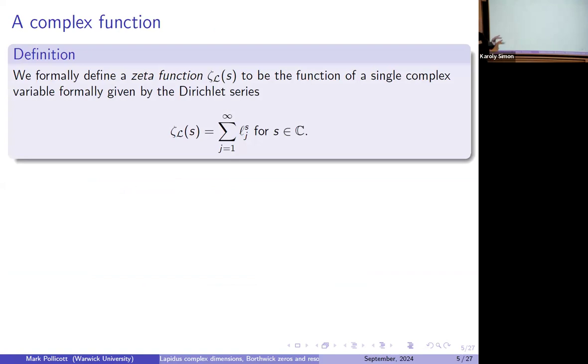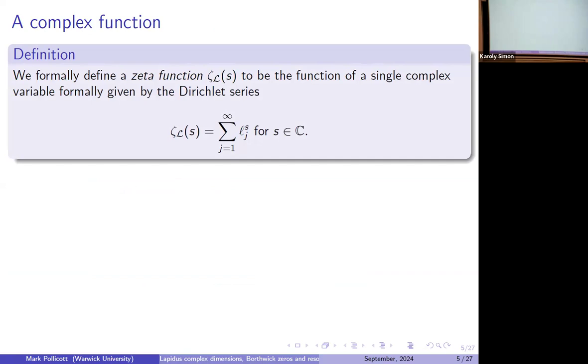So formally, we define it as follows. We introduce a complex number, which is S. It might be Z in some places. If you're an analyst, it's sometimes Z. If you're a number theorist, they use S for some reason. It's a classier thing to do, I think. And so you can define this complex function. It's given by this series. It's a bit like a Dirichlet series.